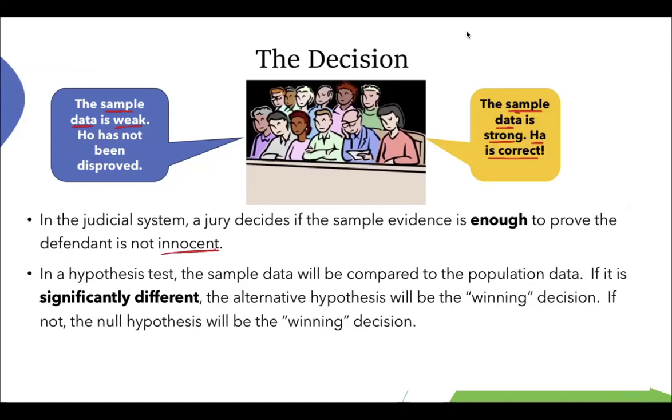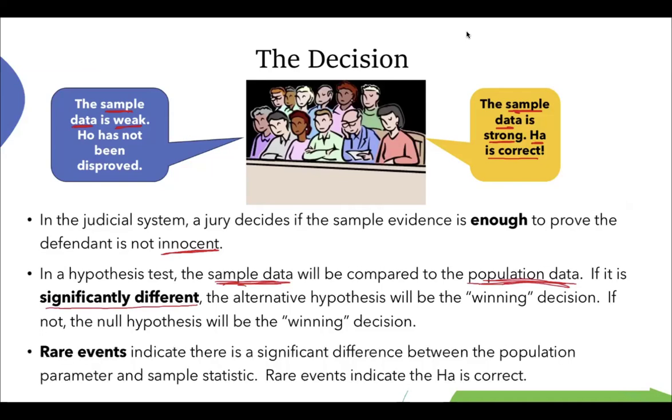In a hypothesis test, we do something very similar. We take sample data, we compare that sample data with population data, and if we have a big difference between our sample data and population data, we call it significantly different. Then the alternative hypothesis will be the winning decision. If not, then the null hypothesis will be the winning decision.